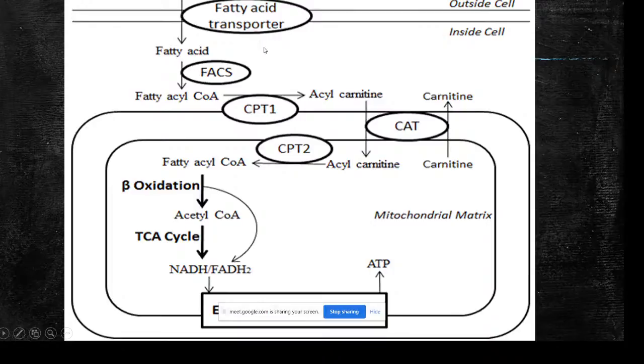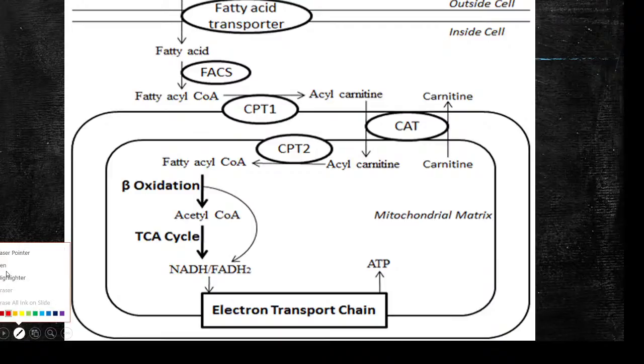So beta oxidation is oxidation of fatty acid at the beta carbon atom. Along with that, it releases acetyl CoA molecules that enter the TCA cycle. So that is what is called beta oxidation. The overall picture of the beta oxidation process is here.